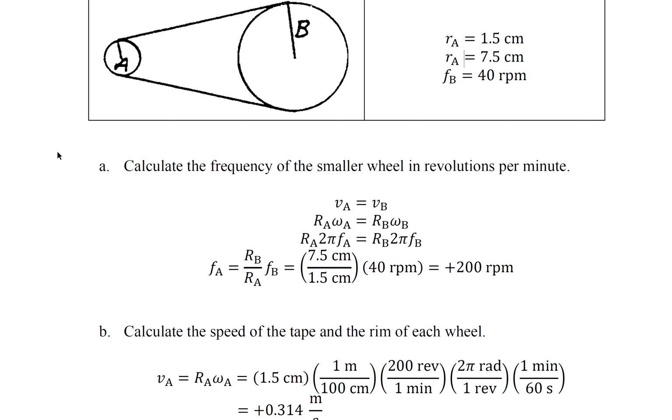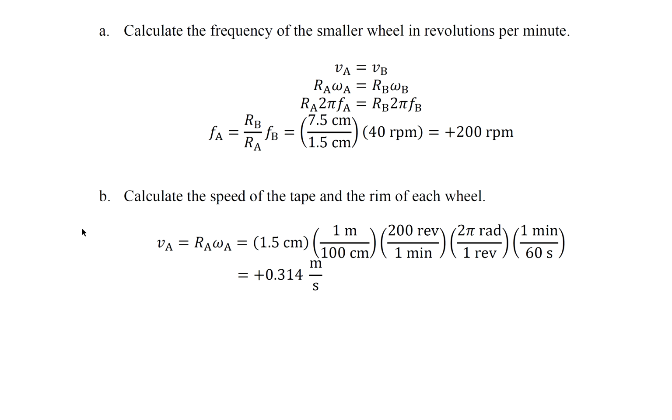So V sub A equals V sub B. And V equals R omega. And omega equals 2 pi f. Part B, calculate the speed of the tape on the rim of each wheel. So V equals R omega.